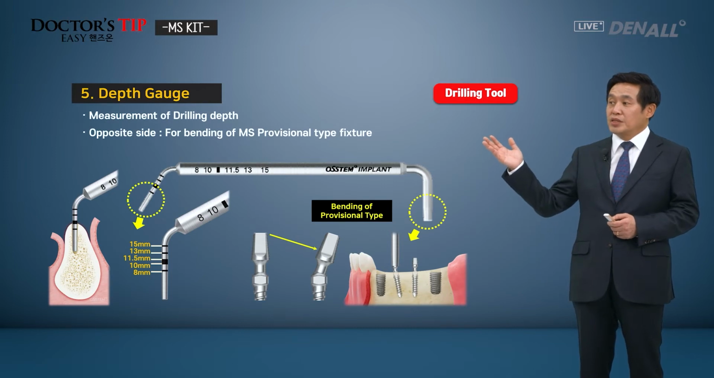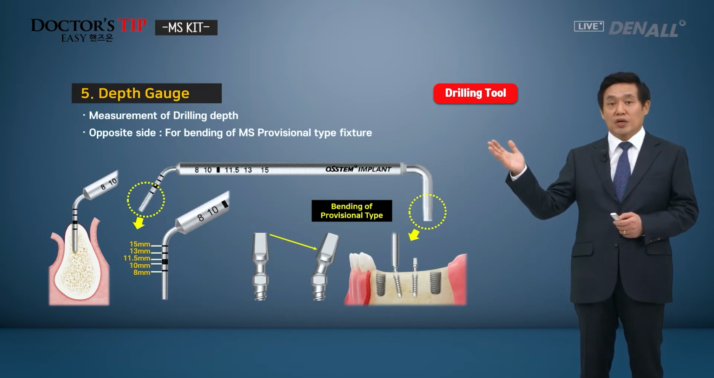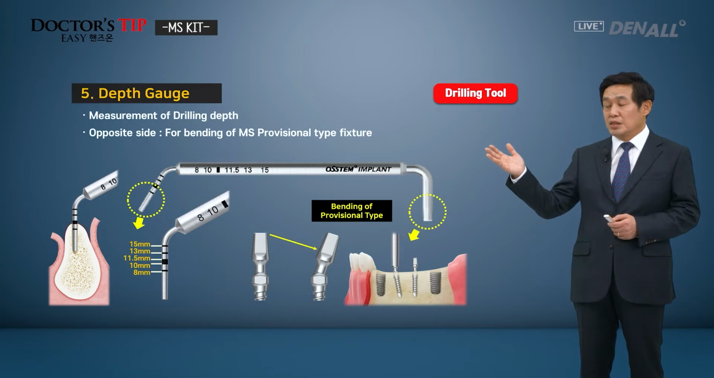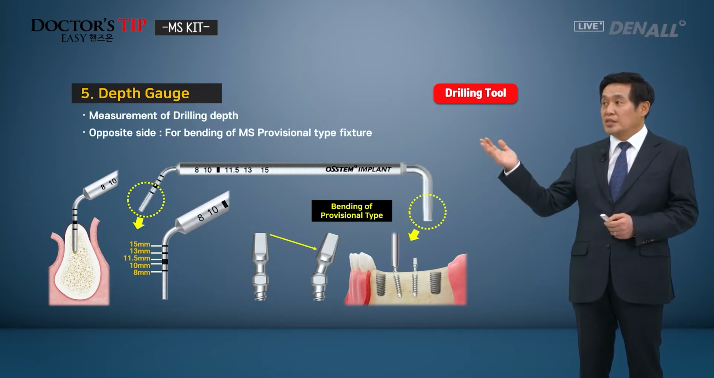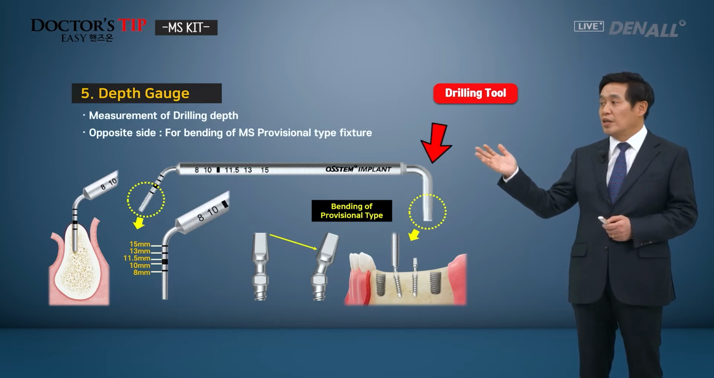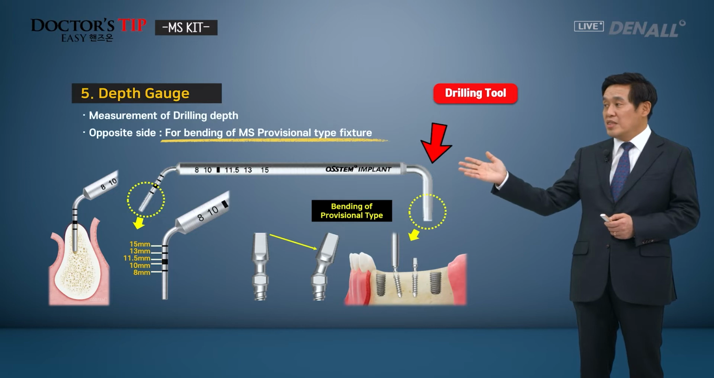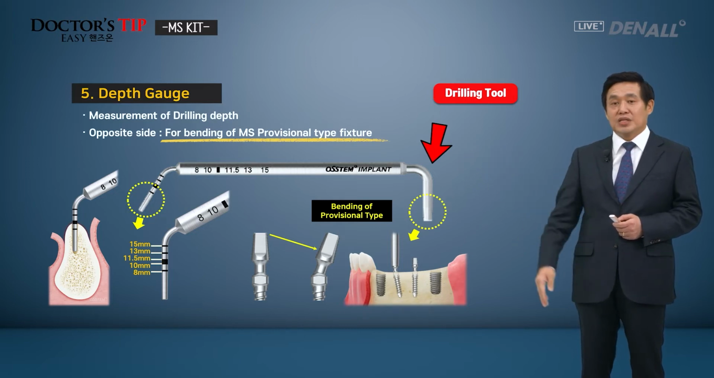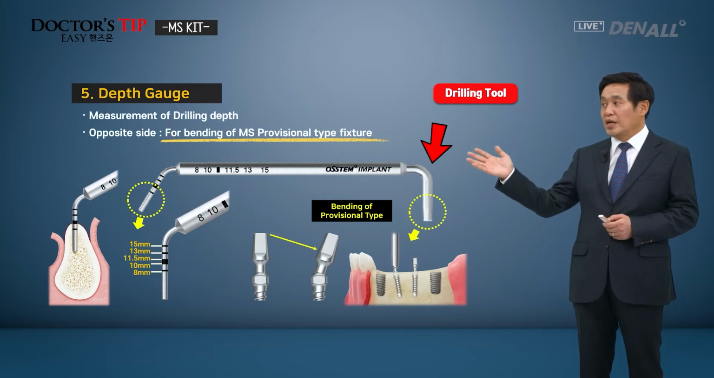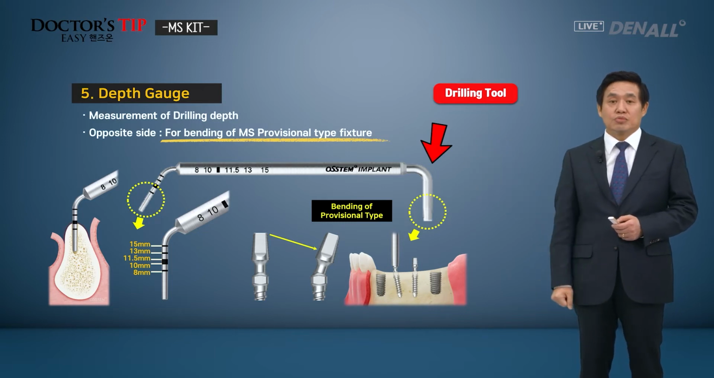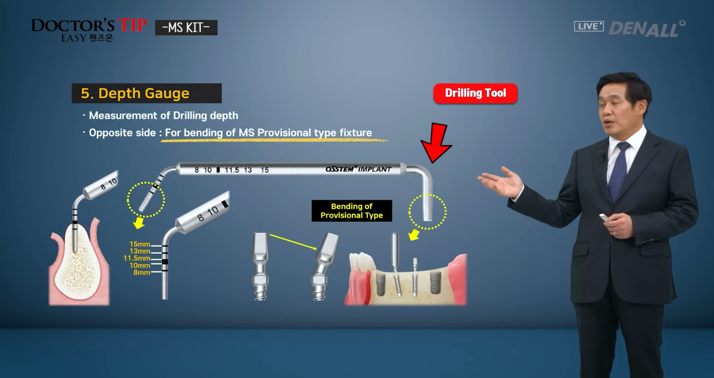Next is the depth gauge. It's a basic gauge that you would know, but it's a bit narrower and thinner because you go into a narrow space. And on the other side of the depth gauge, there is a special thing attached. This is for the provisional MS implant. For that fixture, it could be bent. So this is a tool for bending. On the opposite side of the depth gauge, you have that available. And how it's bent, I will tell you in the hands-on session.